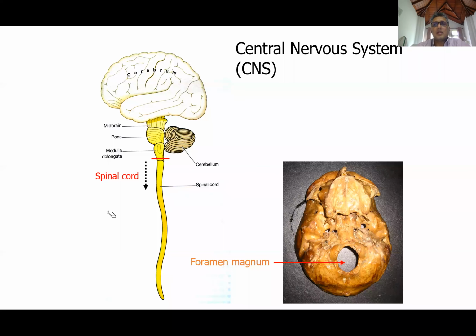So then, in the central nervous system, the brain and the spinal cord are there. The spinal cord roughly starts from the level of the foramen magnum and goes below. It is protected inside the vertebral column. Each vertebra has a vertebral foramen, and when all the vertebral foramina are put together, you get a vertebral canal. Inside that, you get the spinal cord. Then the brain is above the foramen magnum level.